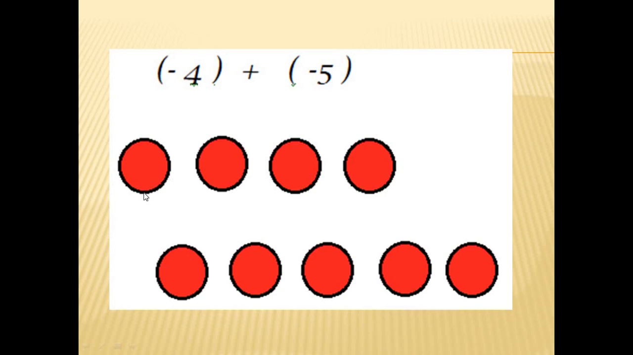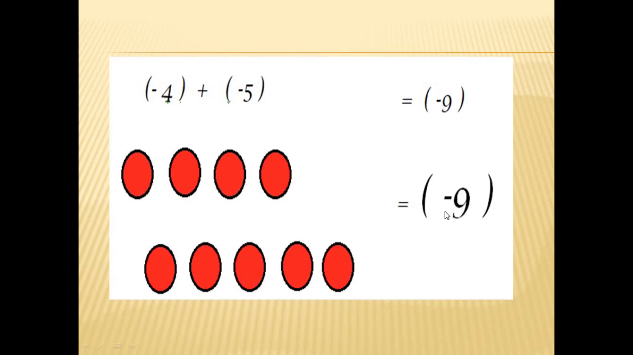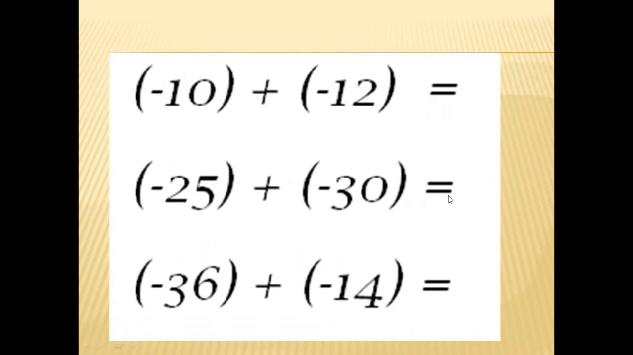At first we have taken 4 negative counters. Then 5 negative counters. Then the total is 9 negative counters. So how can we write the 9 negative counters? By negative 9. So when you are adding negative 4 and negative 5 together, the answer is negative 9.